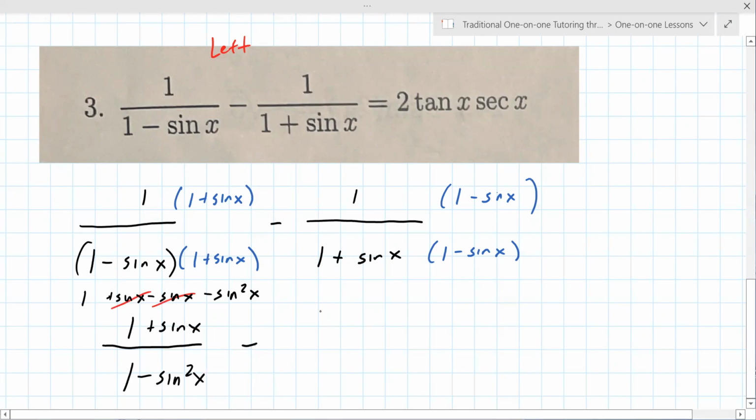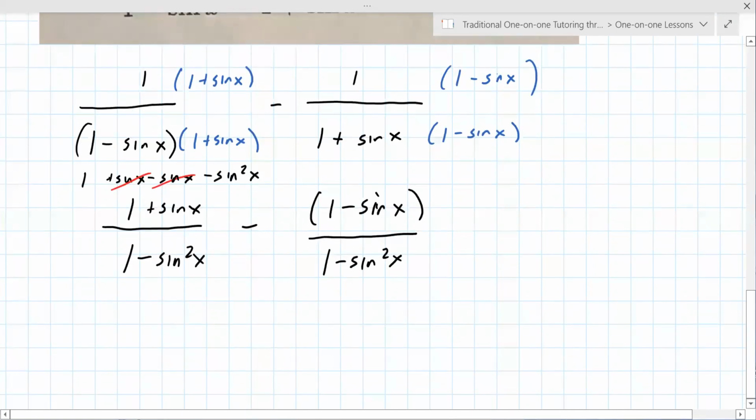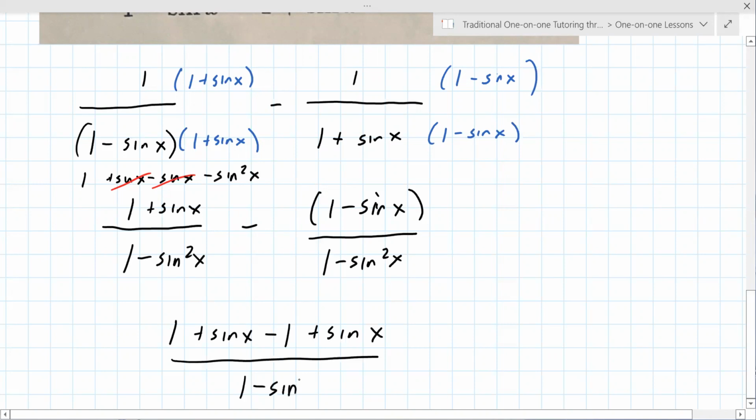Minus, on the right here, 1 minus sine x. If you're wondering why I'm putting it in parentheses, it's because I haven't dealt with the negative sign yet, because we're going to probably end up distributing it in. On the bottom, though, you get the same thing as the bottom on the left, 1 minus sine squared x. Any questions on that so far? No? Okay. All right, so up top, it's 1 plus sine x, distribute that negative, minus 1 plus sine x, all over 1 minus sine squared x.